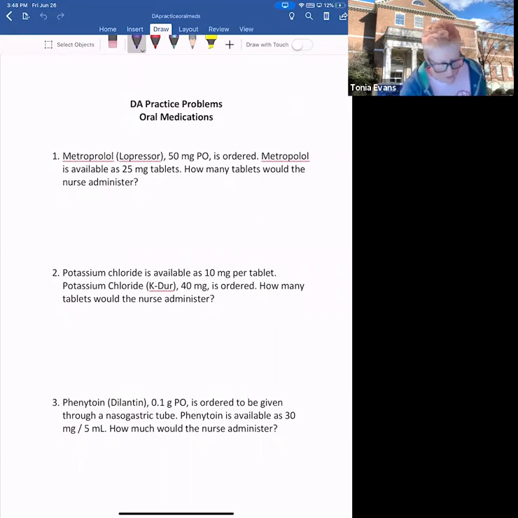Alrighty, so first question. How many tablets would the nurse administer? This is what we're looking for. I'm just going to go step by step. I'm not going to read all these. You guys are capable of reading them. So what I'm looking for here is tabs per dose. So step 1, that's the first thing. And I know we've talked about this, but the first thing you have to do is write down what you're looking for. In this case, it's tabs per dose.